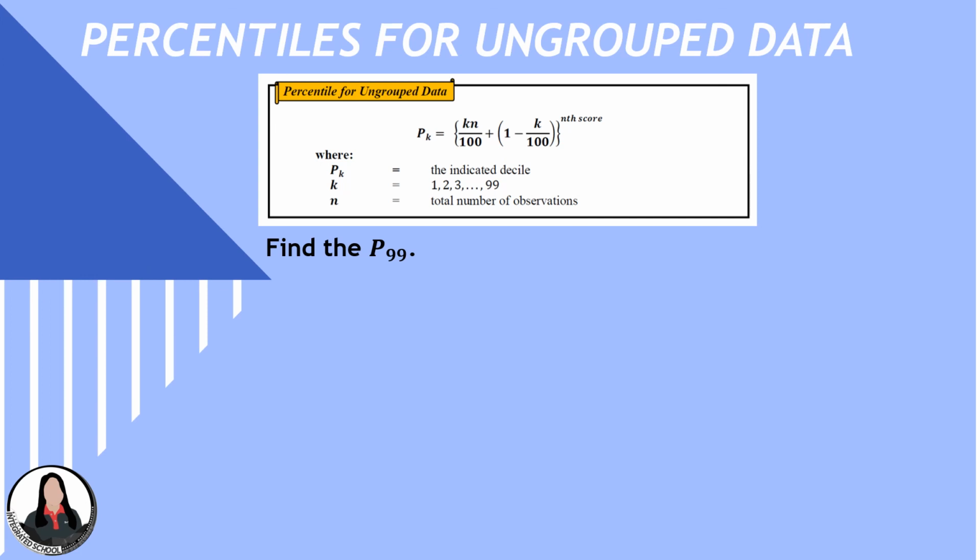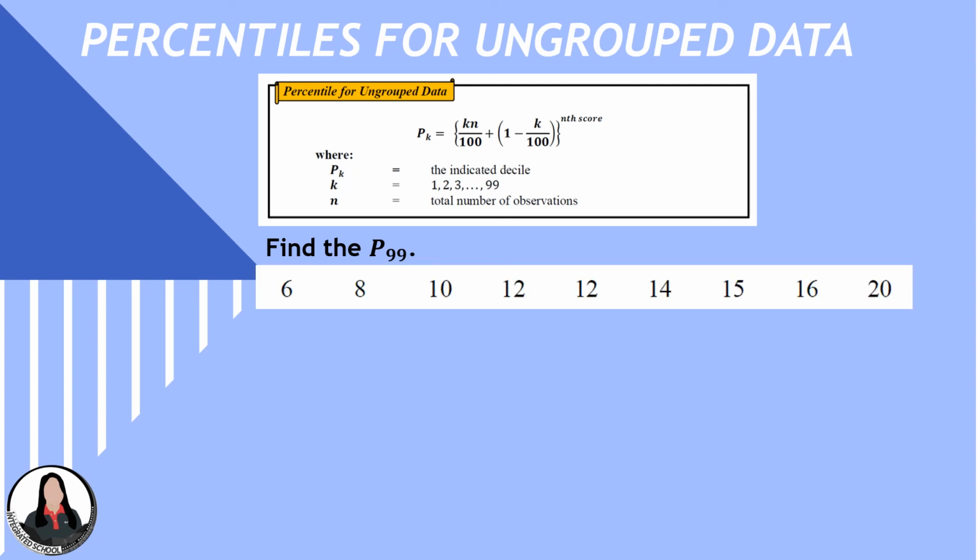Okay, so for the last example under percentile, we are asked to find P sub 99. So, we will use the same formula. P sub K equals Kn all over 100 plus the quantity of 1 minus K over 100 and score. And we will use the same set of data, and naka-flash sa inyong screen ay arranged na sa least to greatest order or ascending order. So, let us substitute the values for K and N. The value for K is 99 and N is still 9. So, let us multiply 99 and 9.